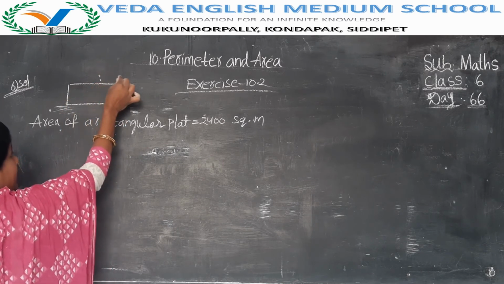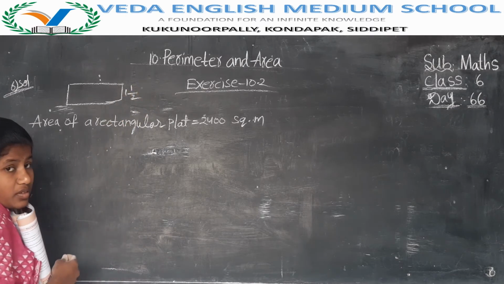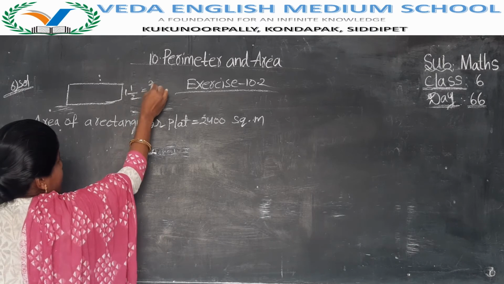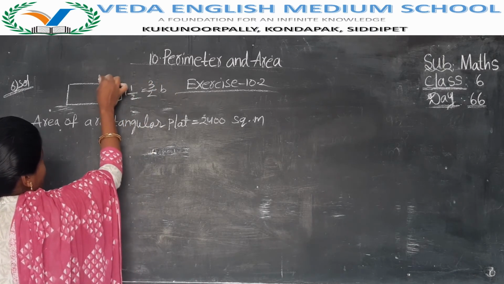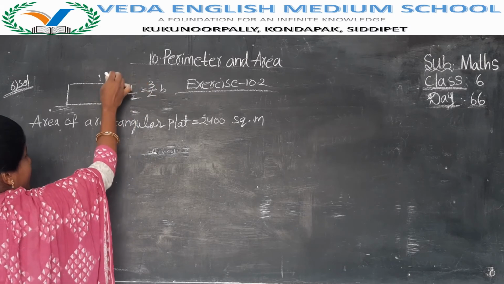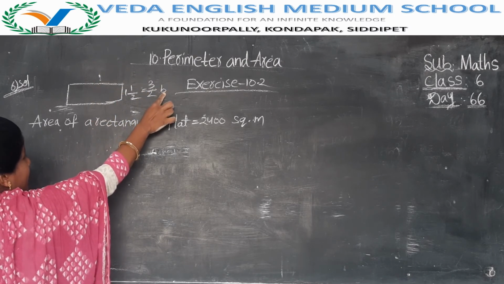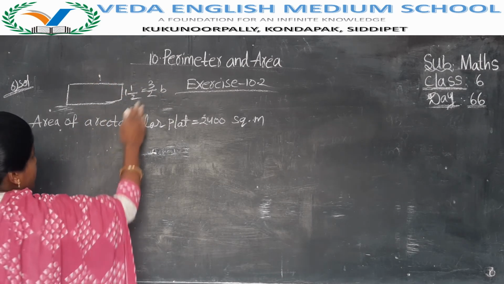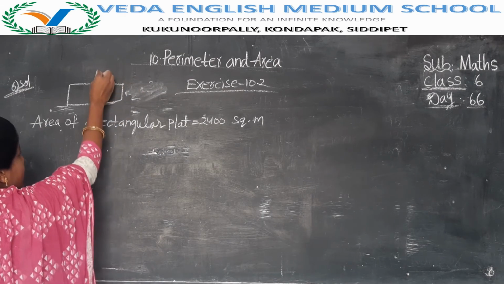This length is 1 into 1 by 2 times the breadth, Nana. So 1 into 1 by 2 we convert: 2 ones are 2, 2 plus 1 is 3 by 2. The breadth is like 3 by 2, and the length remains as is. So the length is 3 by 2 times the breadth. So we'll take breadth as x, length as 3 by 2 x.